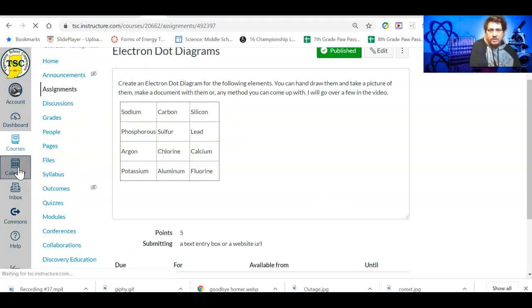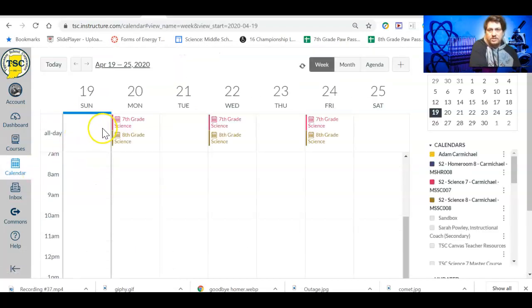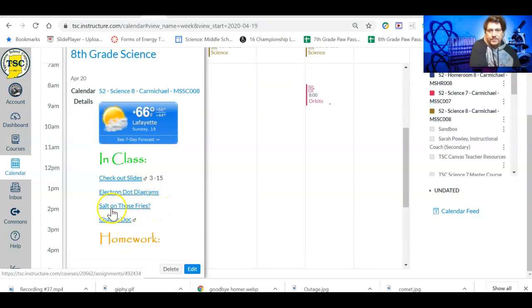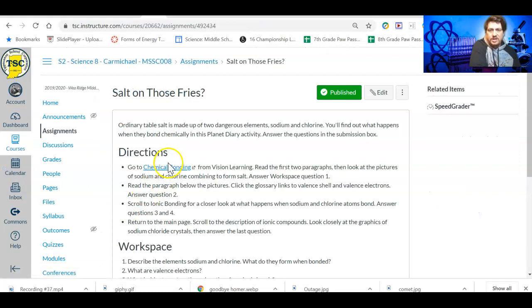Finally, on our calendar, we have the salt on the fries activity. Salt on the fries. Bring that up. We know salt's made up of sodium and chlorine. We've seen sodium reacts with water. Chlorine is a poison. When they come together, this is chemical bonding.